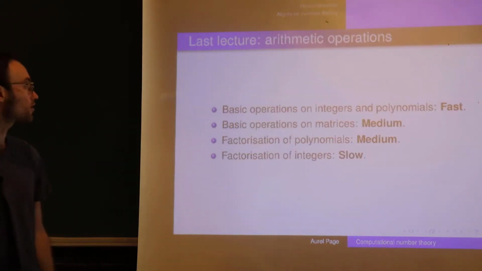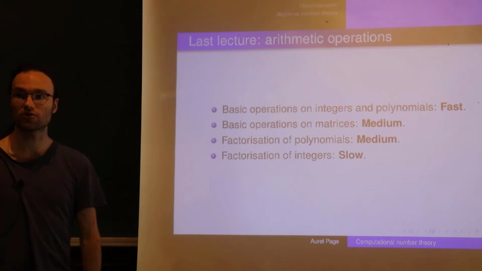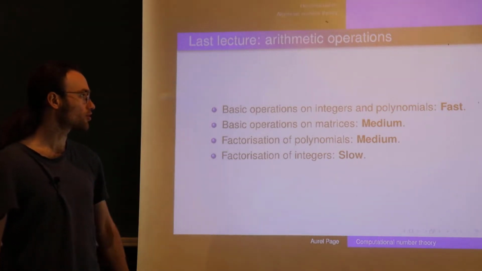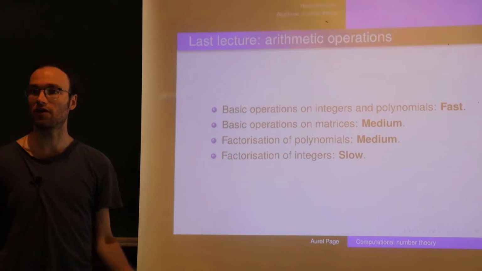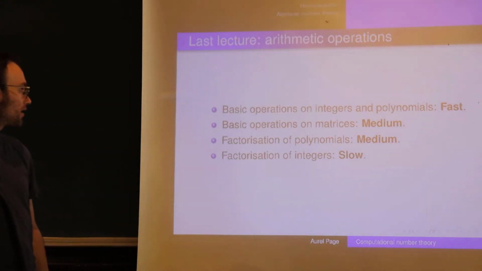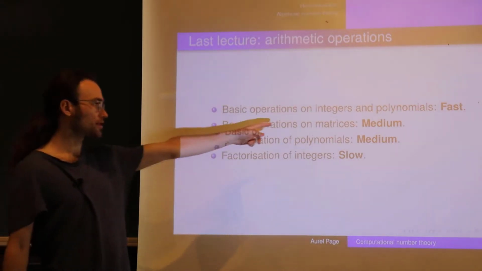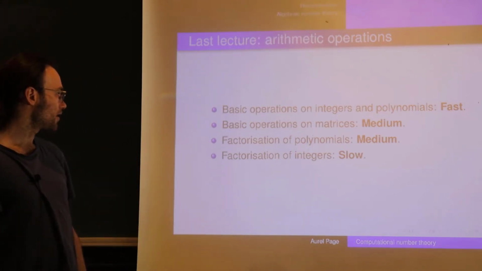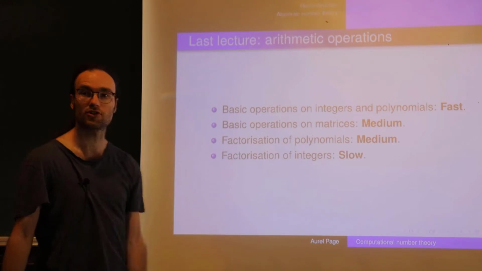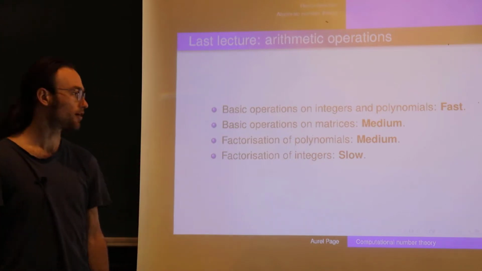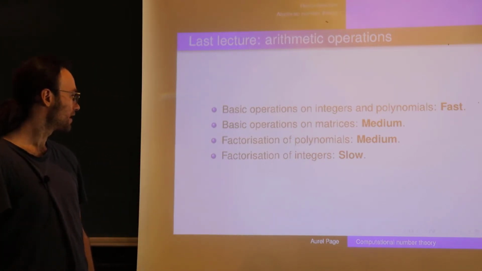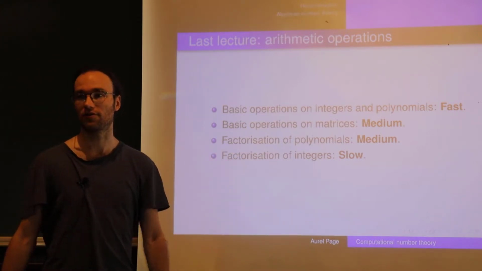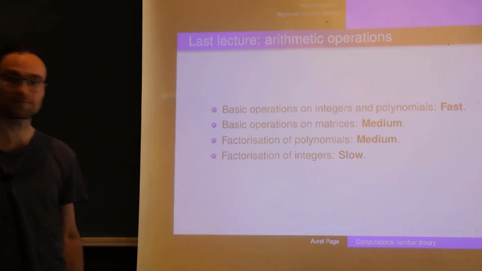Okay, then we talked about arithmetic operations. So a quick summary. Basically, all the basic operations on integers and polynomials are fast. The basic operations on matrices are just medium, polynomial time, but not quasi-linear. Factorization of polynomials can also be performed in polynomial time, so medium. And factorization of integers, that is harder, this is slow. Okay?